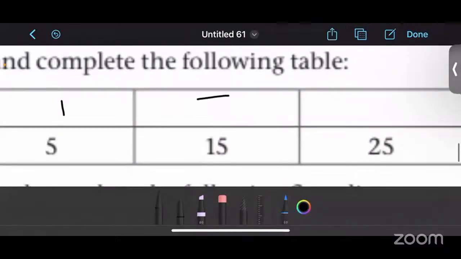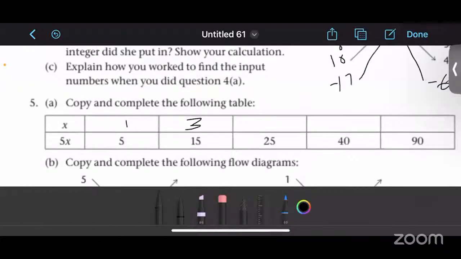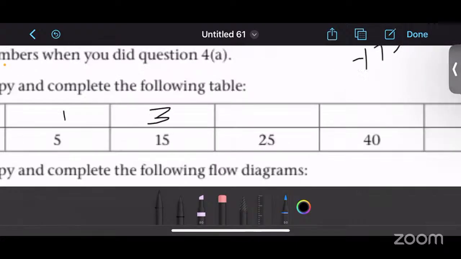Let's see, we're going to have 5x is equal to 25. What is the x value? It's 5. How did you get 5? 25 divided by 5.